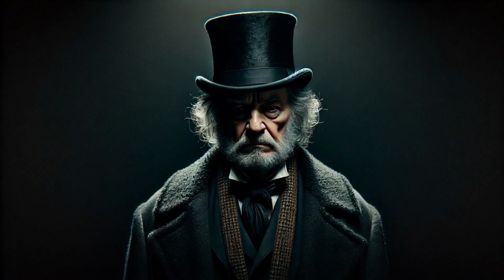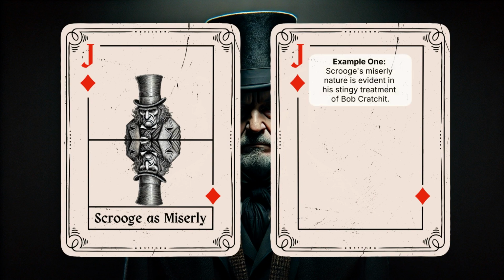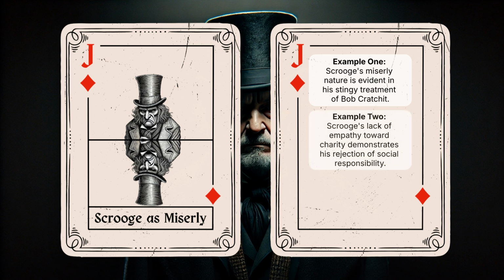And that brings us to the end of today's lesson. We explored how Ebenezer Scrooge's miserly nature was evident in his cold and stingy treatment of Bob Cratchit. Scrooge's lack of empathy toward charity demonstrates his rejection of social responsibility. We also saw his profound transformation and growth through the visits from the three spirits, leading to his ultimate redemption. Remember to keep revising this lesson, focusing on Scrooge's journey from miserliness to generosity.